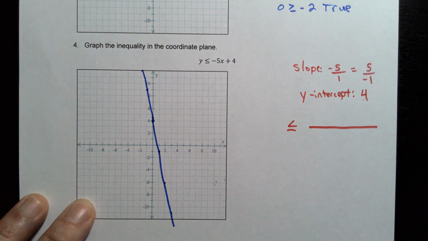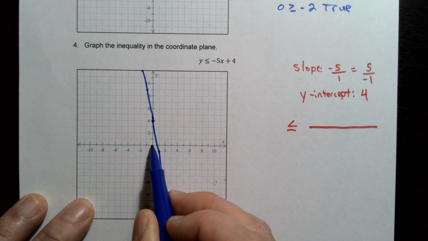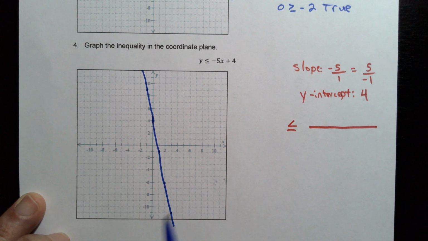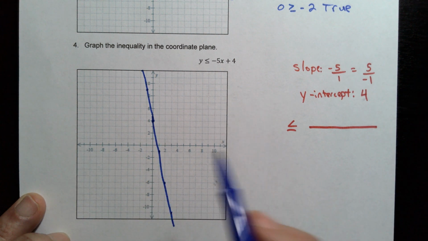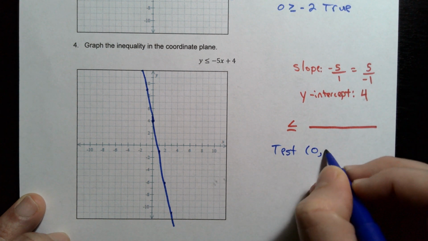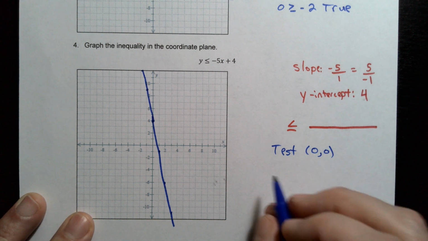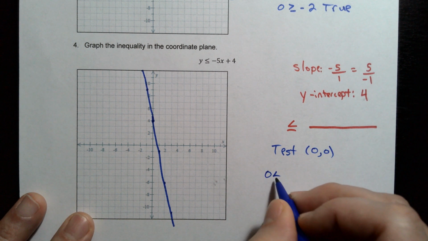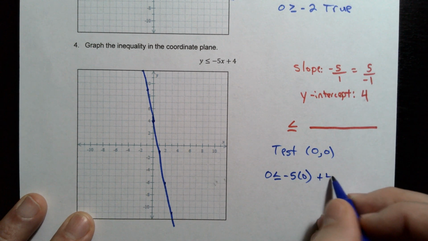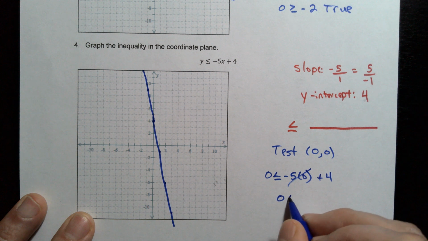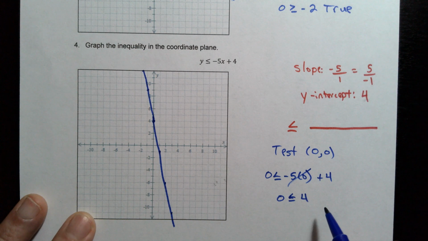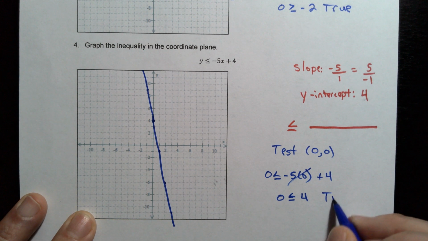There's the line. Now let's test. Here's 0, 0, so it's over here. If this is true when I plug in 0, 0, I'm going to shade this side. If it's false, I'm going to shade the other side over here. So test 0, 0. When I plug in 0, 0, I get 0 is less than or equal to negative 5 times 0 plus 4. This goes away. 0 is less than or equal to 4. Is that true? Well, it's not equal to 4, but it's definitely less than 4. So yeah, this is a true statement.